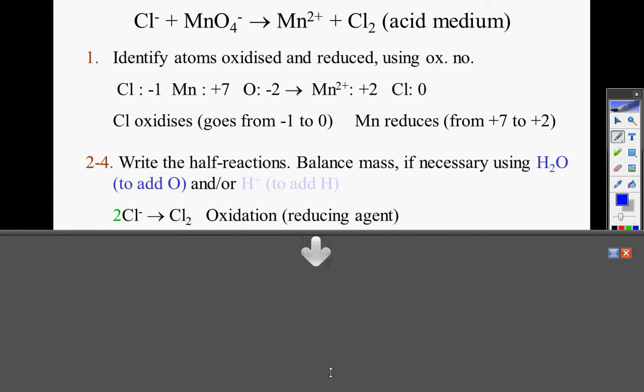The oxidation one is pretty easy. 2Cl minus to chlorine, Cl2. Don't really have anything else going on there. What about reducing? Might need some waters or something in that, maybe some hydrogens. What do you think? Who thinks they have the reduction portion done?